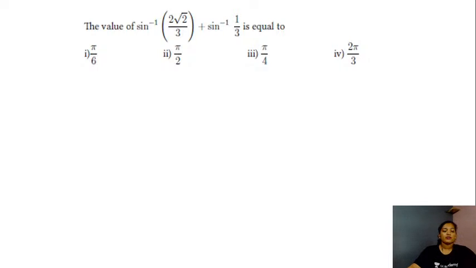Okay, here you have your next question now on the screen. The value of sine inverse of 2 times root 2 divided by 3 plus sine inverse of 1 by 3. Yes students, take up this question. What do you all think is the right answer? Sine inverse of 2 times root 2 divided by 3 plus sine inverse of 1 by 3. This is equal to which of the following options here?